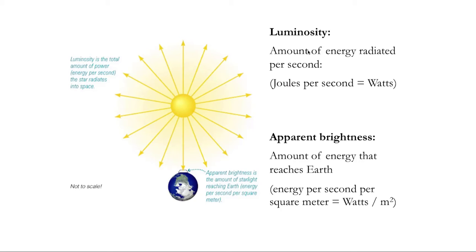Luminosity, as we mentioned in the last video, is a measure of how intrinsically bright something is. It is how much energy an object is giving off per second. It has units of joules per second or watts.